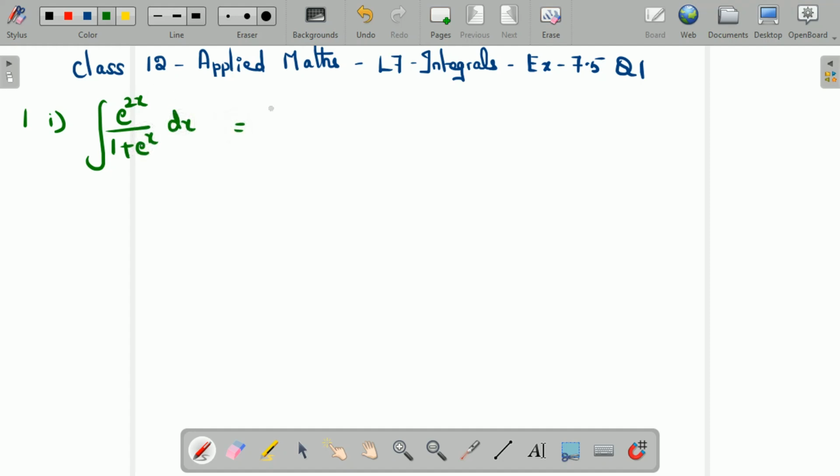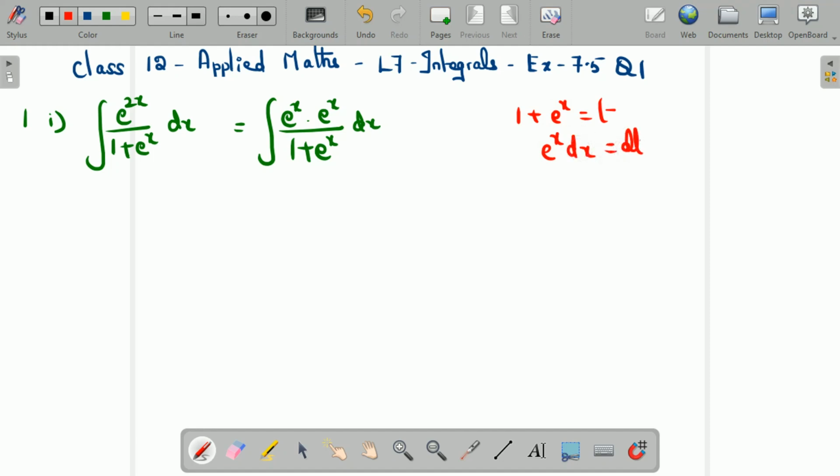I'm going to rearrange the numerator as integral of e power x into e power x divided by 1 plus e power x dx. Now I'm going to substitute this 1 plus e power x as t. So on differentiation, e power x dx is equal to dt. So one of the e power x and dx I will replace as dt.